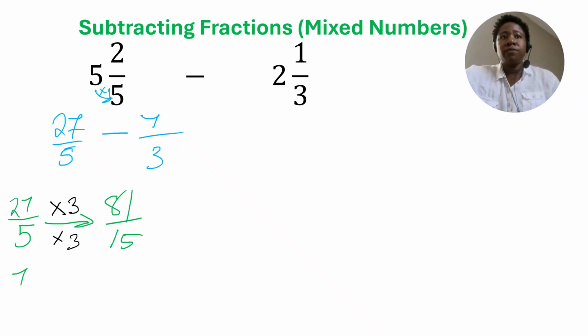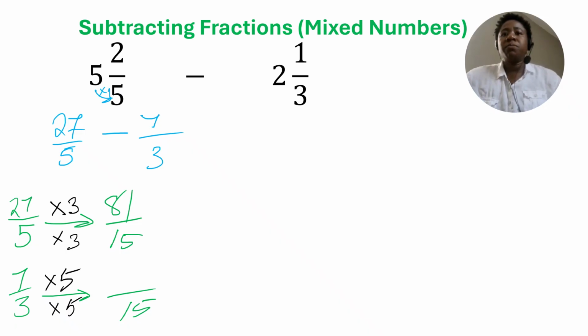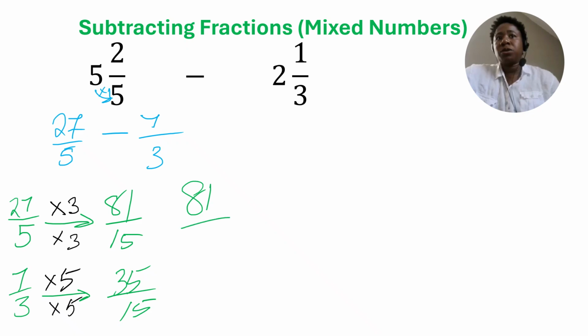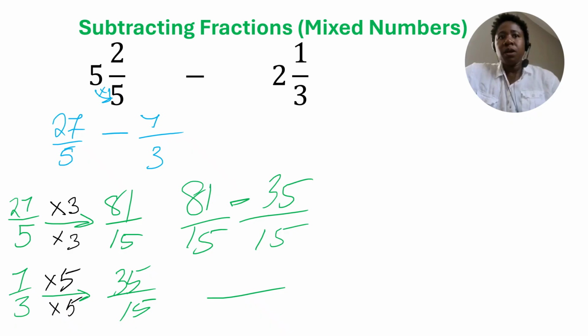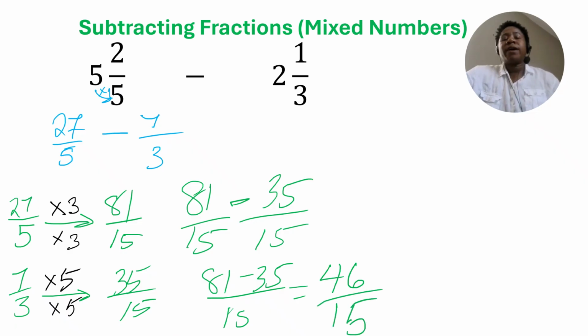The second fraction, 7 over 3, again, we want our common denominator of 15. What number do we multiply 3 by so as to get 15? And it's 5. Again, whatever we do to the denominator, we must do to the numerator. So we must multiply 7 by 5 also. 7 times 5 is 35. Now that we have common denominators between the fractions, we could go right ahead and subtract the numerators. So 81 minus 35, that will give us 46. So 5 and 2/5 minus 2 and 1/3 is 46 over 15.